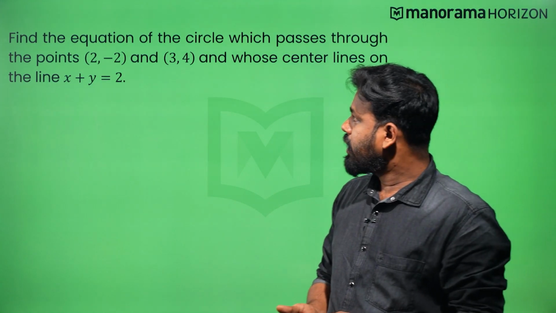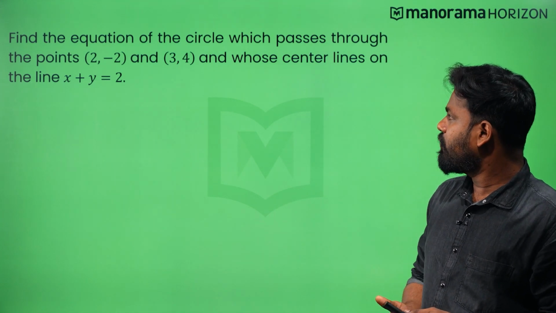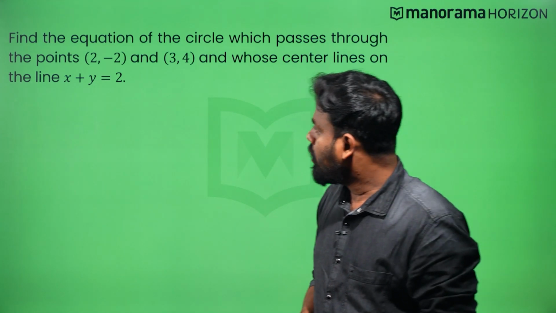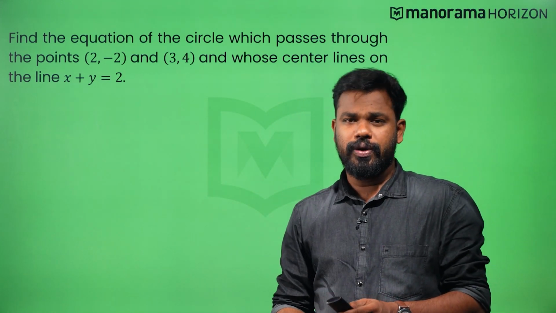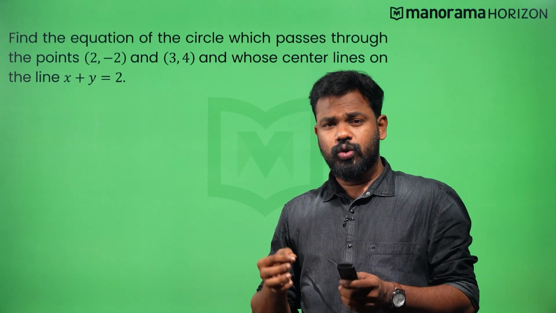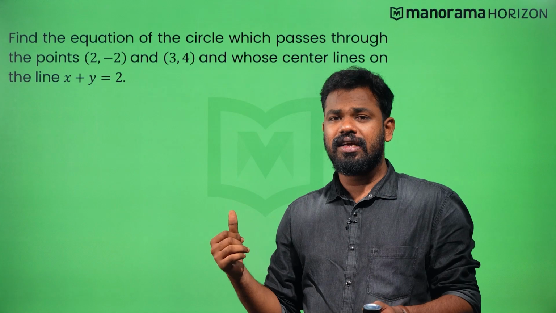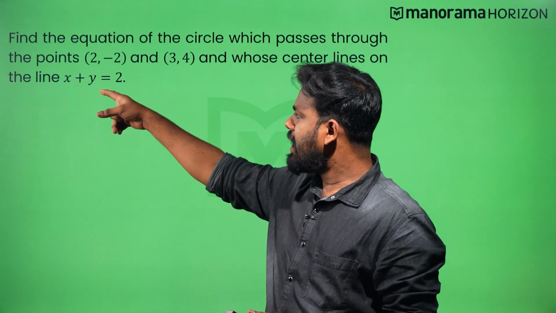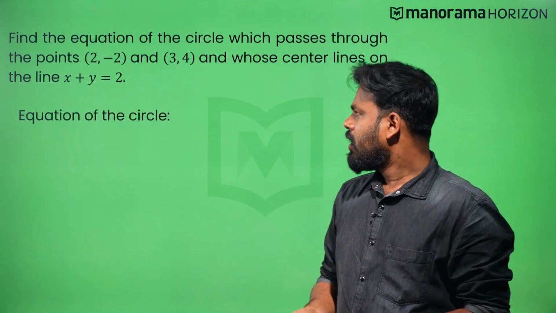Now there is another question over here. Find the equation of the circle which passes through the points (2, minus 2) and (3, 4), and whose center lies on the line x plus y is equal to 2. Another good question. The circle is passing through 2 points and the center is not given, but they are saying that the center lies on the line x plus y is equal to 2. Just draw a rough diagram if possible.